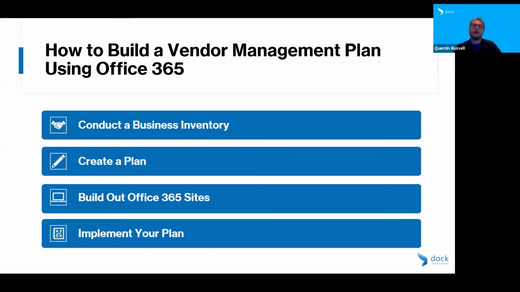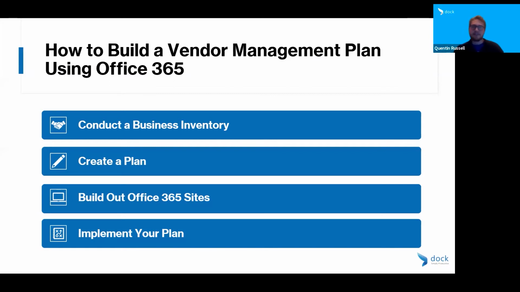So with that said, we're going to move on to how to build a vendor management plan using Office 365. Essentially there are 4 major steps that we're going to walk you through. The first one is to conduct a business inventory. With this, you want to take stock of what you currently have, what you're currently spending money on, and then go from there.